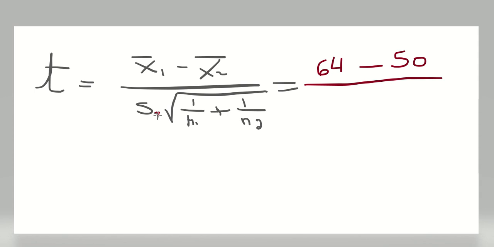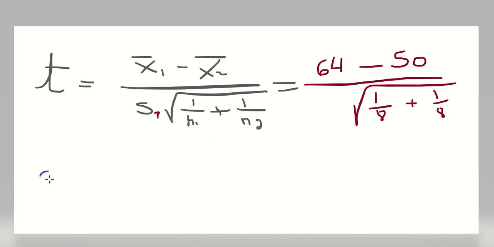This is S pooled. But before we do that, I can right now write that it's 1 over 8 plus 1 over 8, because if you remember, we had 8 mice per group. Okay, so let's find the S pool. Again, what is the formula of the S pool?